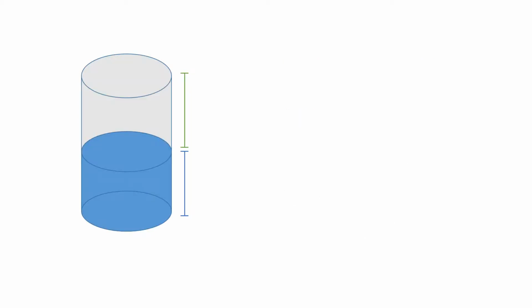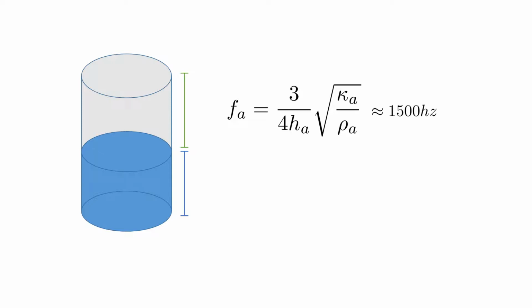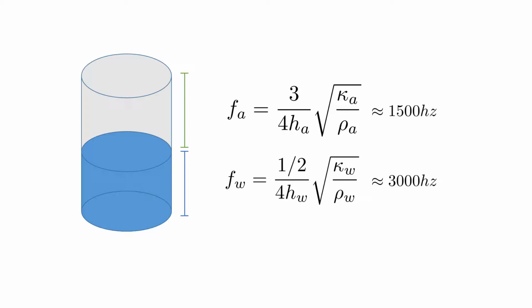Our mug of warm water can be modeled by two fluid columns stacked on top of each other. On top, we have a column of air, which will resonate at a frequency of about 1500 Hz. On the bottom, we have a column of water, which will resonate at a frequency of about 3000 Hz.